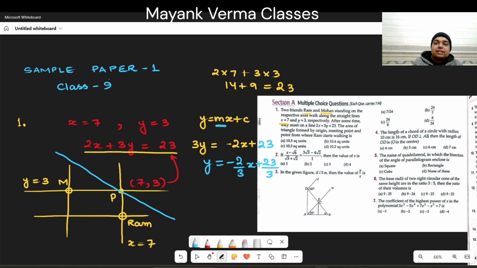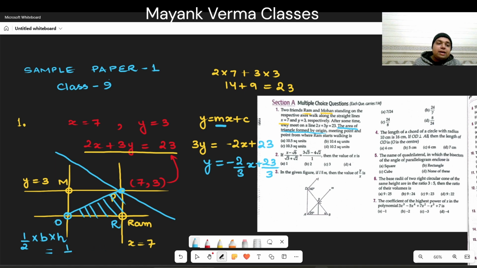Now it is saying to find the area of the triangle formed by the origin. That means this is my origin O. Then the meeting point is P, and the point where Ram starts walking, so this is, let's say, point R. I need to find the area of this triangle. So what will be the formula? Half times base times height, right? This is the formula for the area of a triangle.